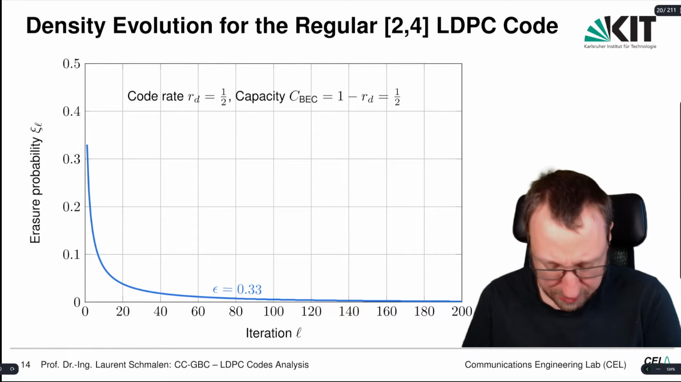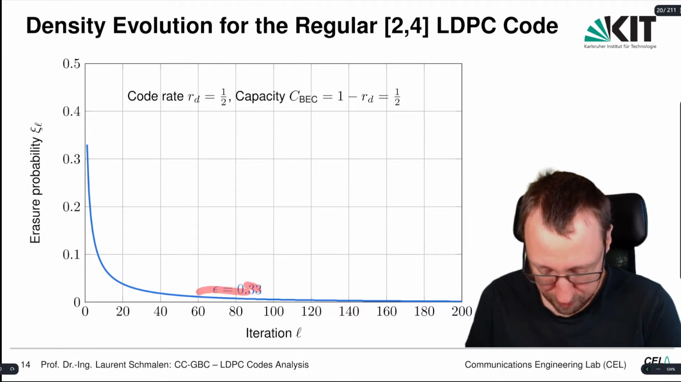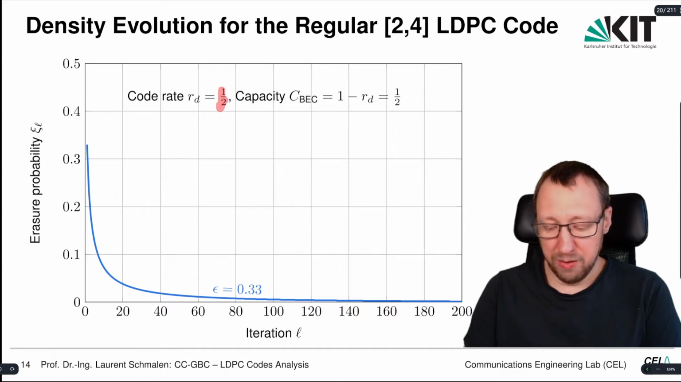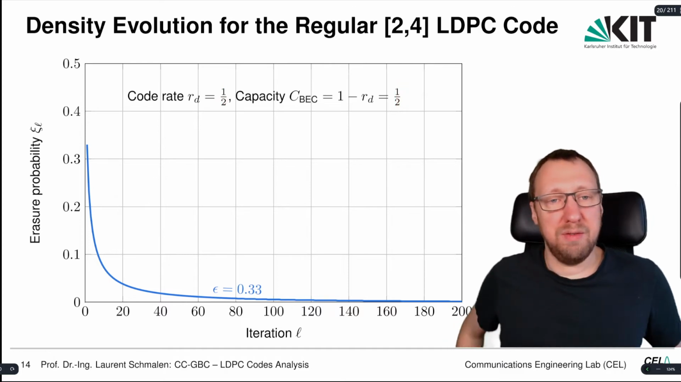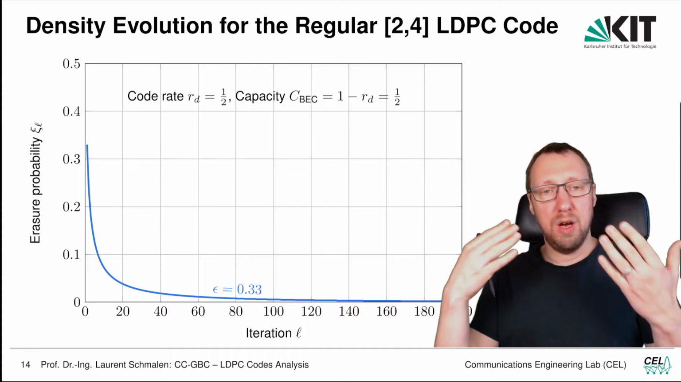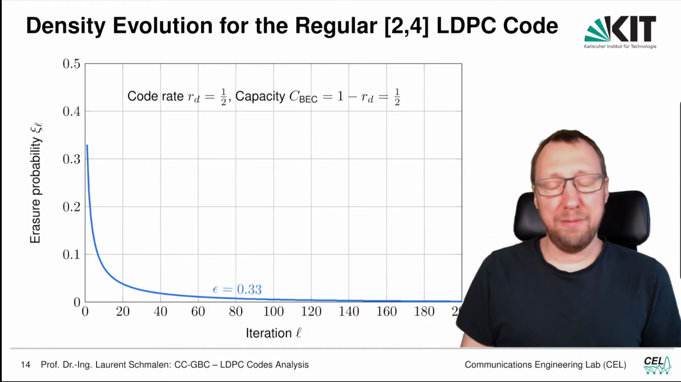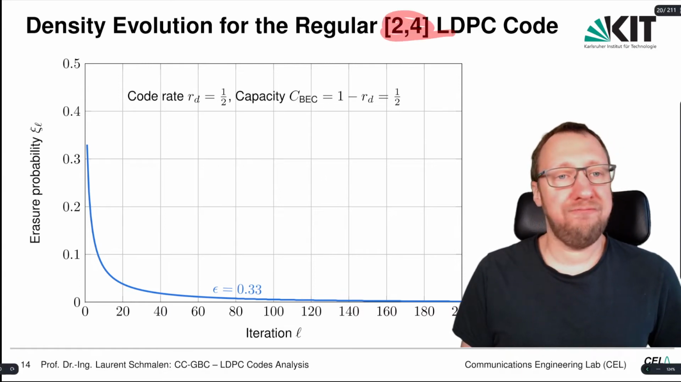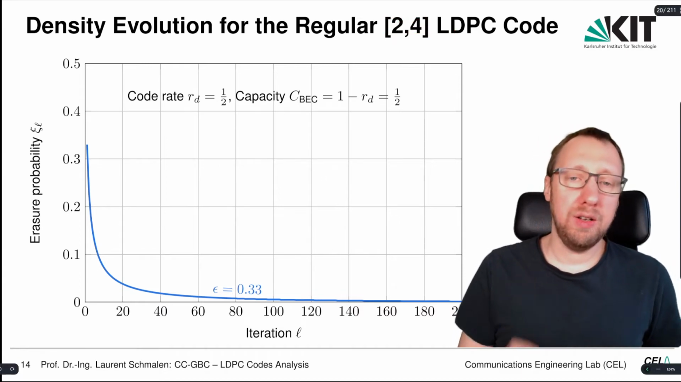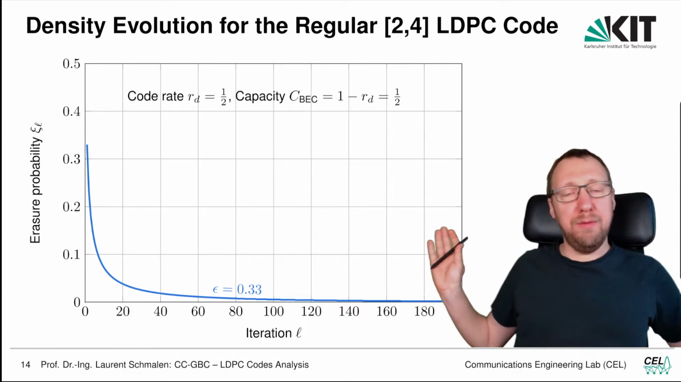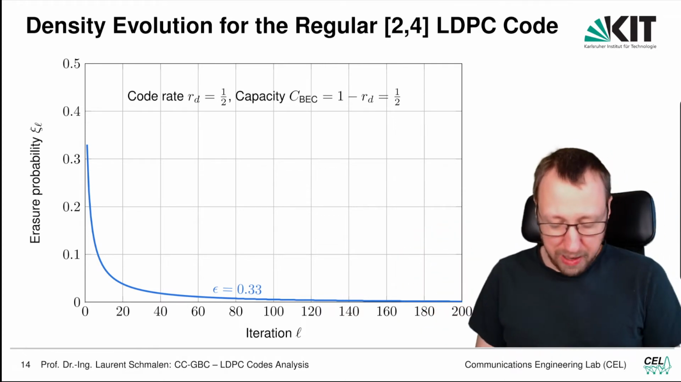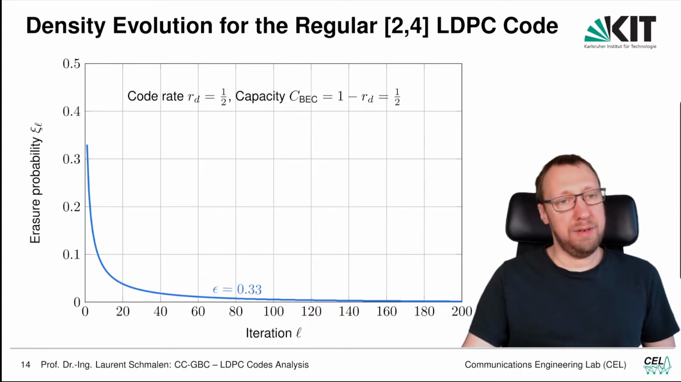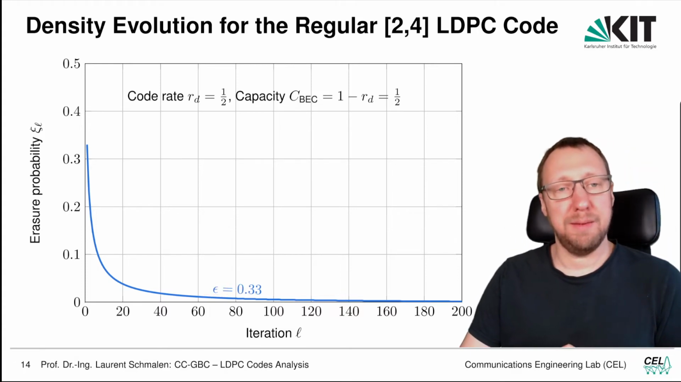Okay, so this is not so promising. Epsilon of 33%. The code rate is 1/2, so the capacity is also 1/2. So in an ideal capacity achieving code with an epsilon of 0.5, we are able to decode. With this LDPC code, we can construct a very long code, infinitely long. We will not be able to decode unless epsilon is smaller or equal to 0.33. So we need to think of something else.